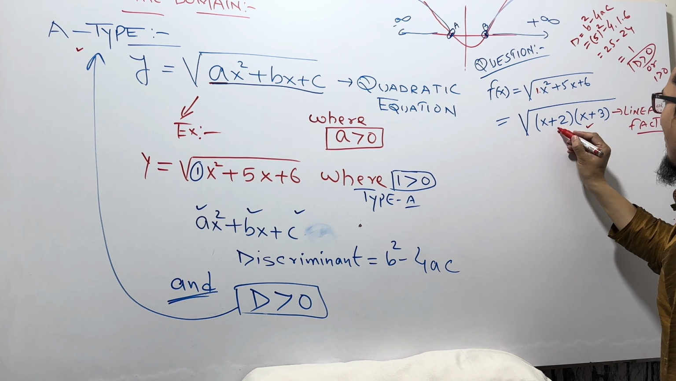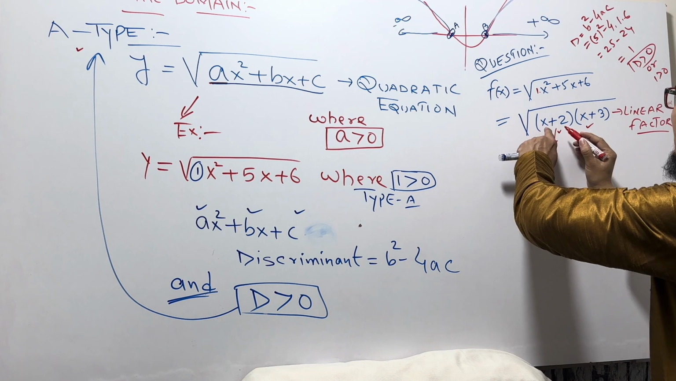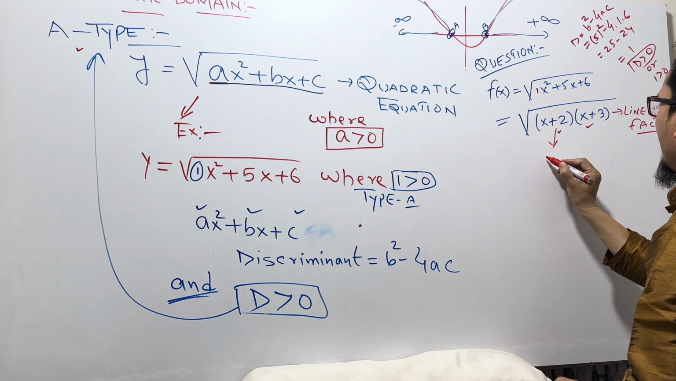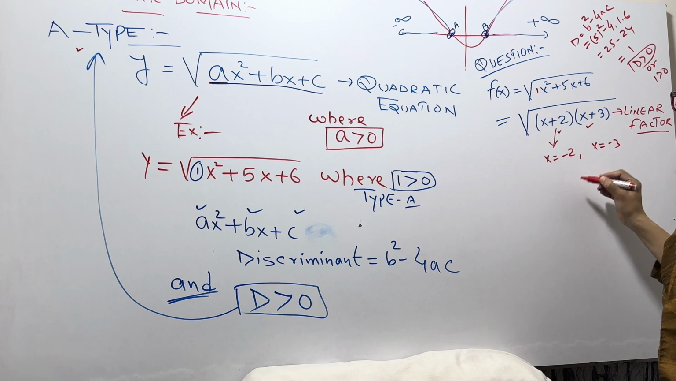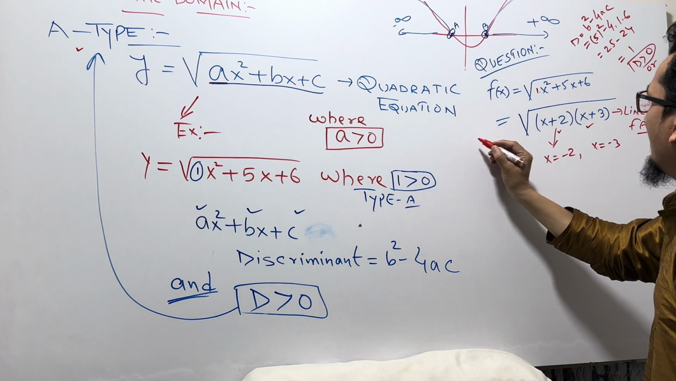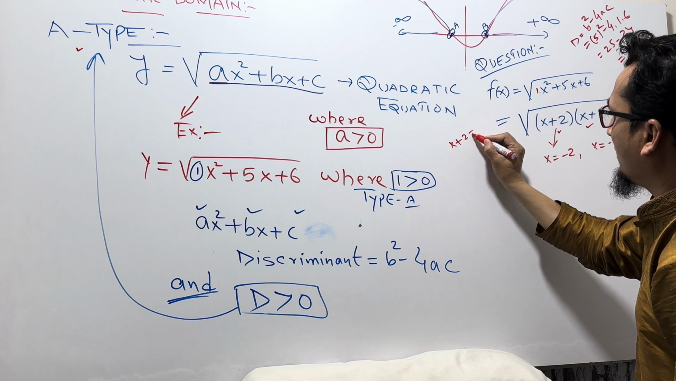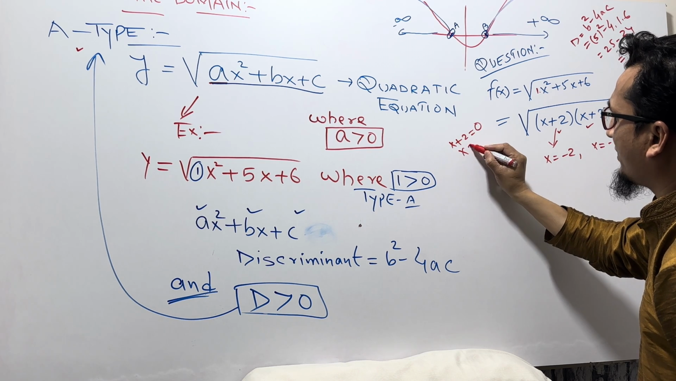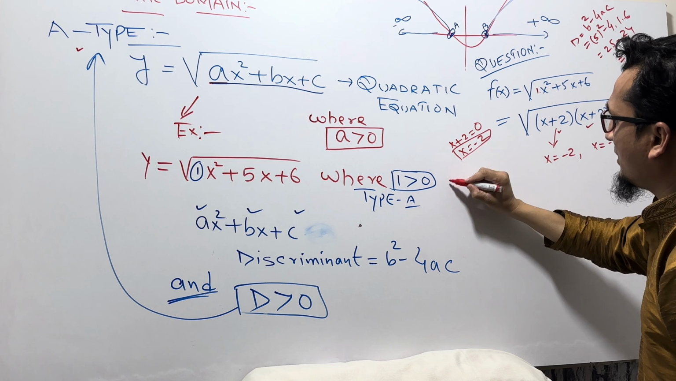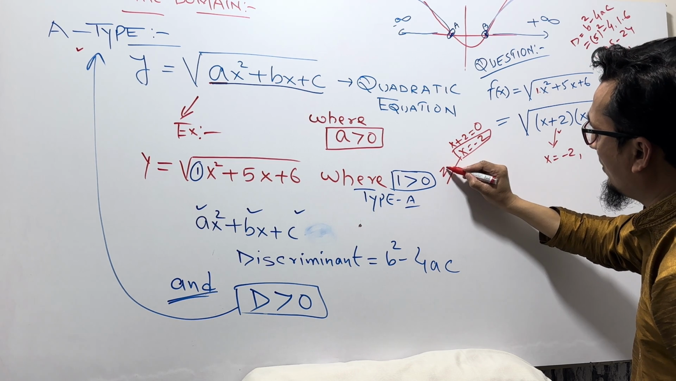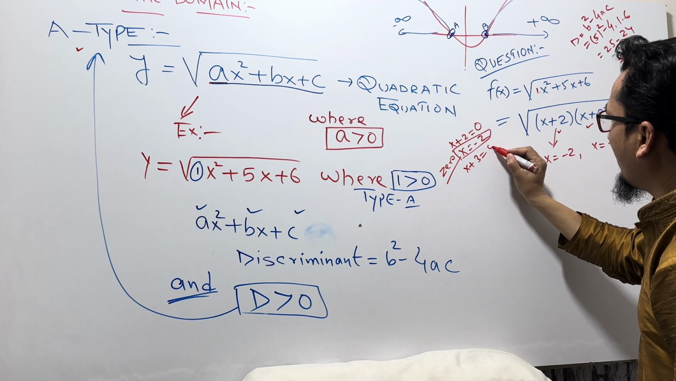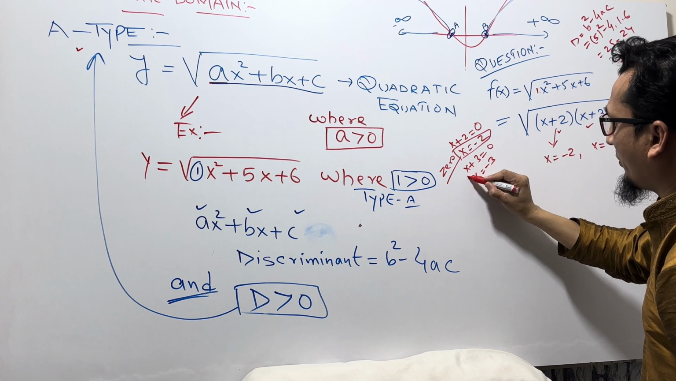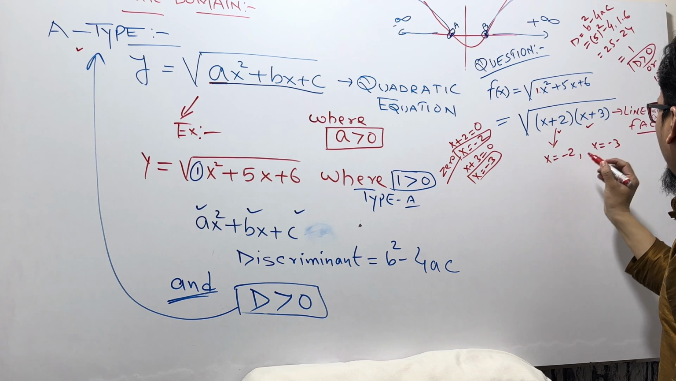But we have to find zeros. So how will you find the zeros? Just take the opposite of this one, because x is equal to minus 2 and x is equal to minus 3. Here x plus 2 is a linear factor which is equal to 0, so x is equal to minus 2. This is the root, or you can say zero. In the same way, x plus 3 is equal to 0, so x is equal to minus 3. Here we have two zeros.